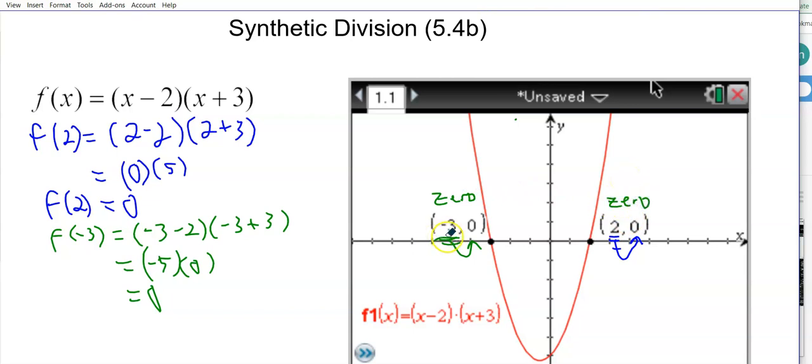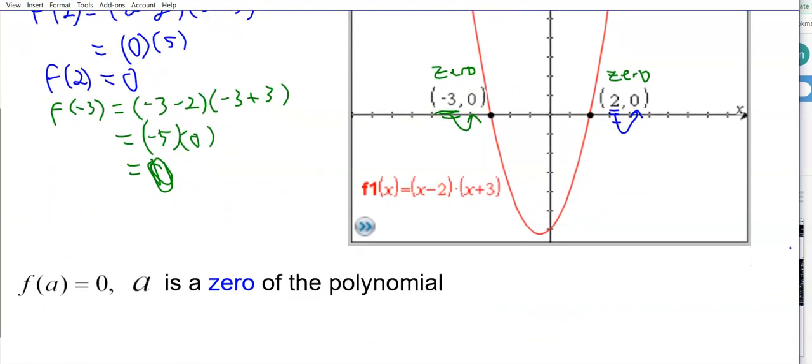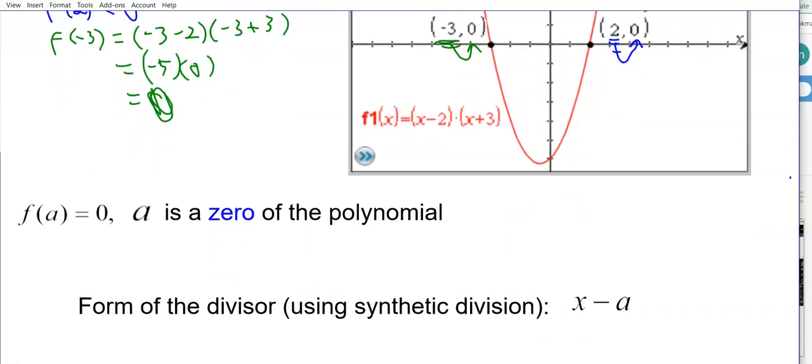Because when you plug in either of those x values, you output a 0. So you get 0 as the output for either one of those. And that's going to be helpful for us. We're going to be able to test values very quickly to find out if that value we're testing is a 0. If we plug it in and we get 0, we found a factor there. So if we plug in a value and find a 0 of the graph, we found a factor.